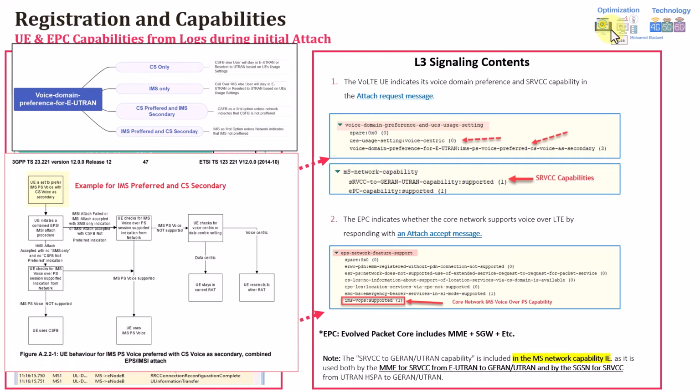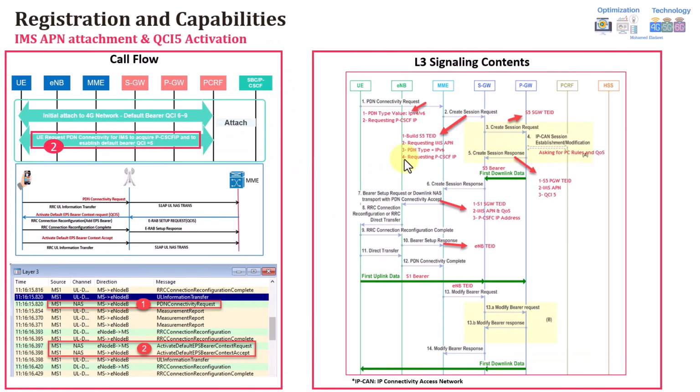So now let's move to the next part. Once the UE completed its first attach, as you can see here in the top left, using QCI 9, the user now needs to initiate another PDN connectivity request, requesting the IMS APN, and also getting the proxy CSCF IP for the IMS in order to start the IMS registration.